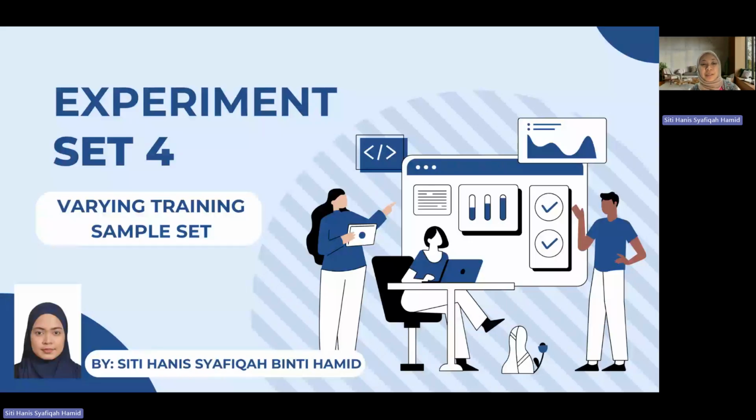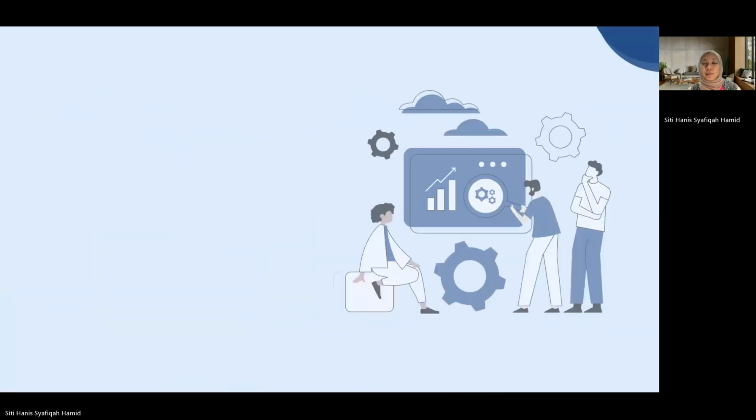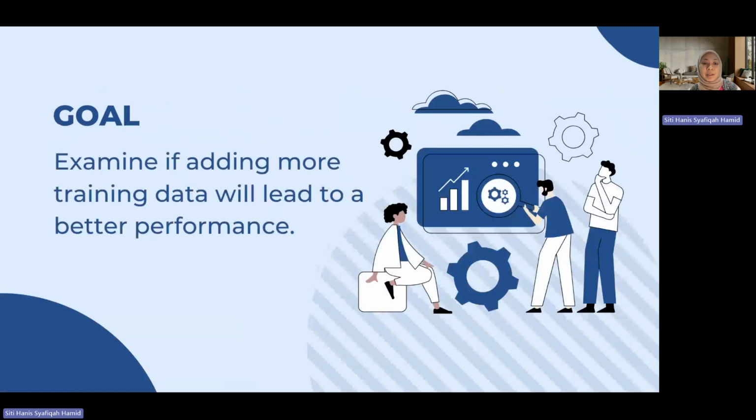Today I'll be presenting about experiment set 4, about varying the training sample set. So the goal for this experiment is to examine if adding more training data will lead to better performance.